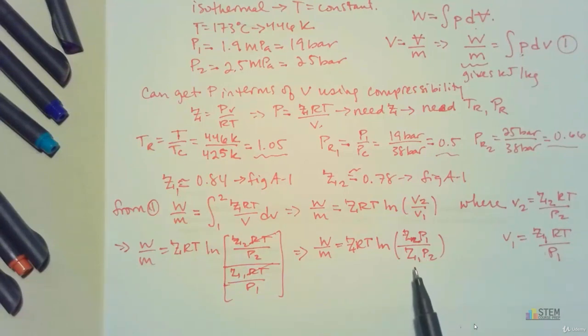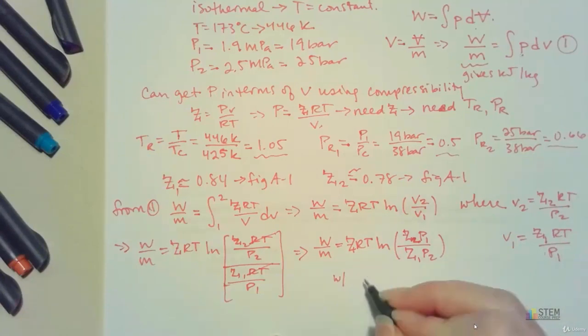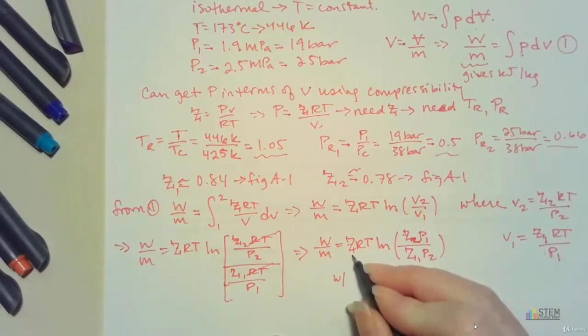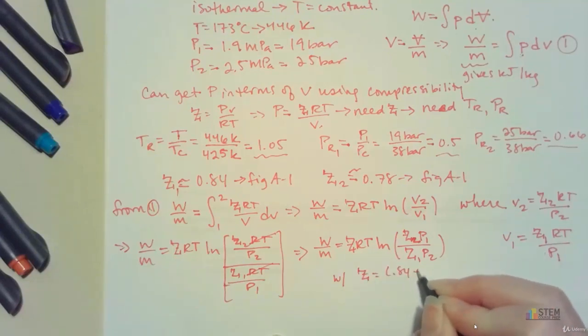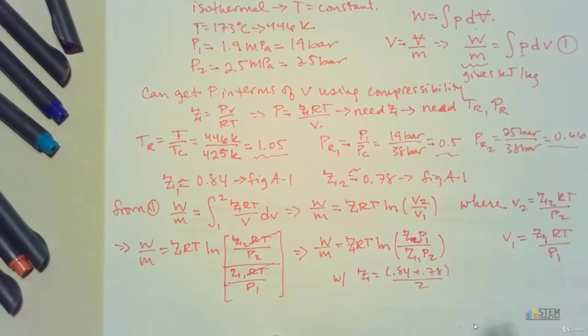Now we've got this expression here. So everything is great. The only thing we really don't have right now is this Z, because this is just a regular Z. It doesn't say it's state 1 or state 2. So what we're going to do here, we're just going to approximate that, and we are going to let that Z right here just be an average. So we'll just take 0.84 plus 0.78 over 2. So this is the average of Z1 and Z2. So we'll just say it's approximately equal to 0.81. That'll be close enough for our purposes.